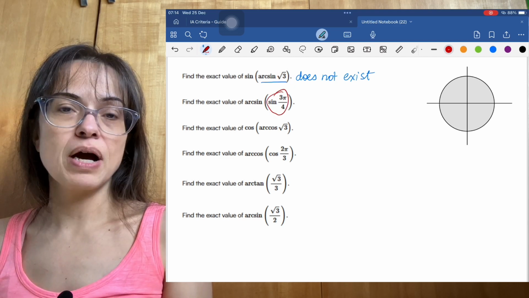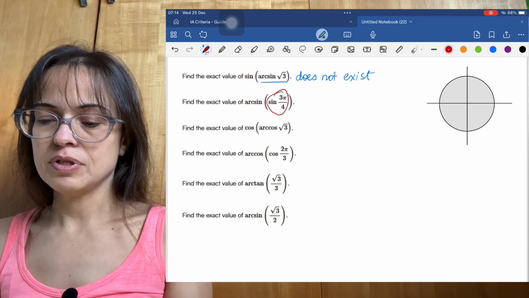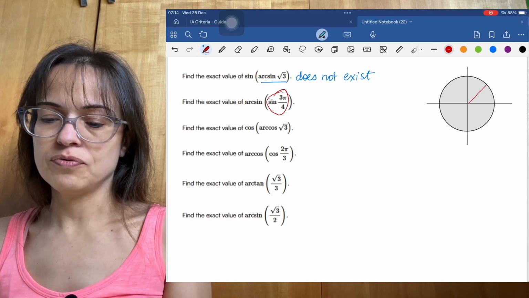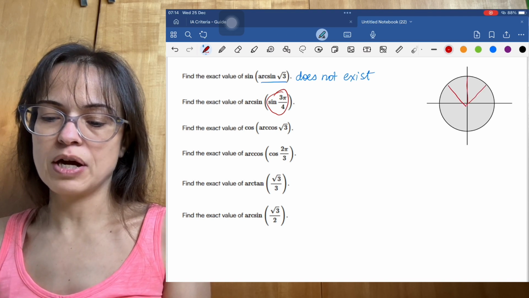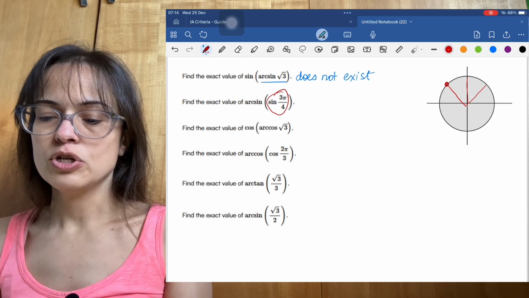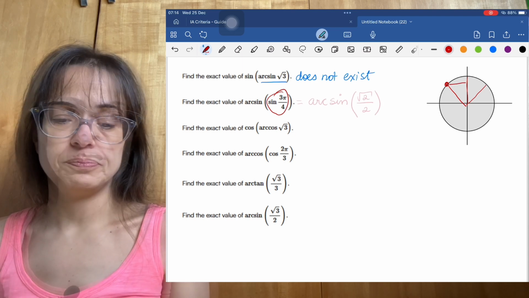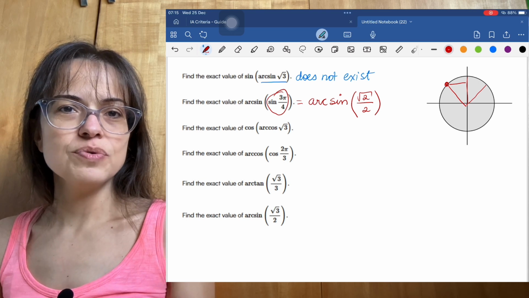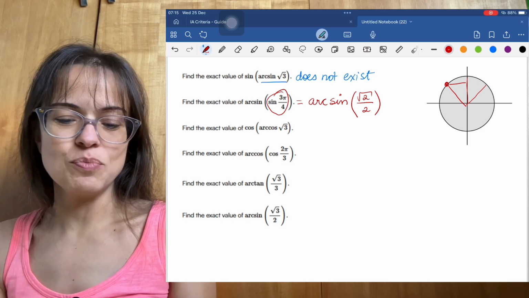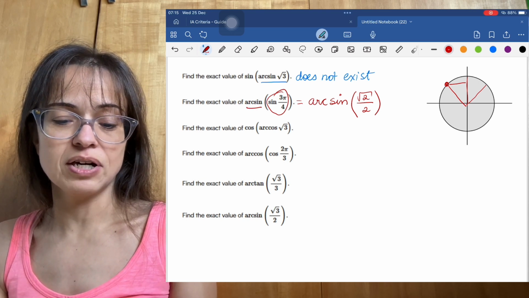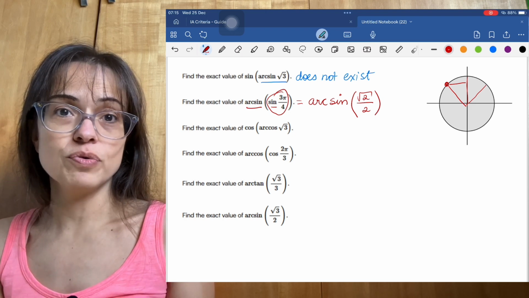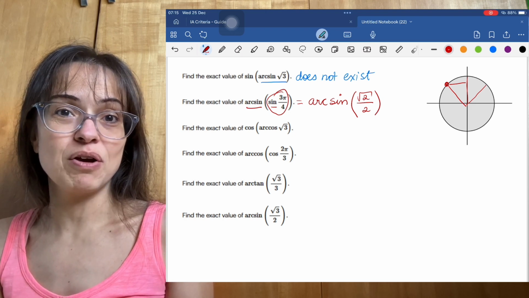Sine of 3 pi over 4. That is something that we can get in the unit circle. Pi over 4, 2 pi over 4, 3 pi over 4 is here. So the sine of 3 pi over 4 is root 2 over 2. And again, he was kind of trying to trick you into the wrong answer in the same way, because if you cancel out the arcsine with the sine, then you're going to think that the answer is just 3 pi over 4.